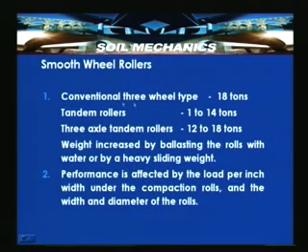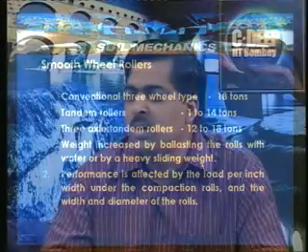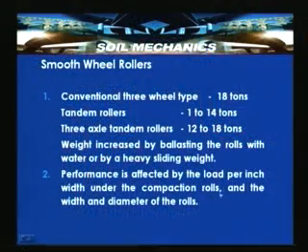Conventional smooth wheel rollers are up to 18 tons, other tandem rollers are 1 to 14 tons, and 3 axle tandem rollers are 12 to 18 tons. This is the conventional weight, and the weight can be increased by ballasting the rollers with water or with sand. Performance is affected by the load per inch width under compaction rolls and the width and diameter of the rolls.